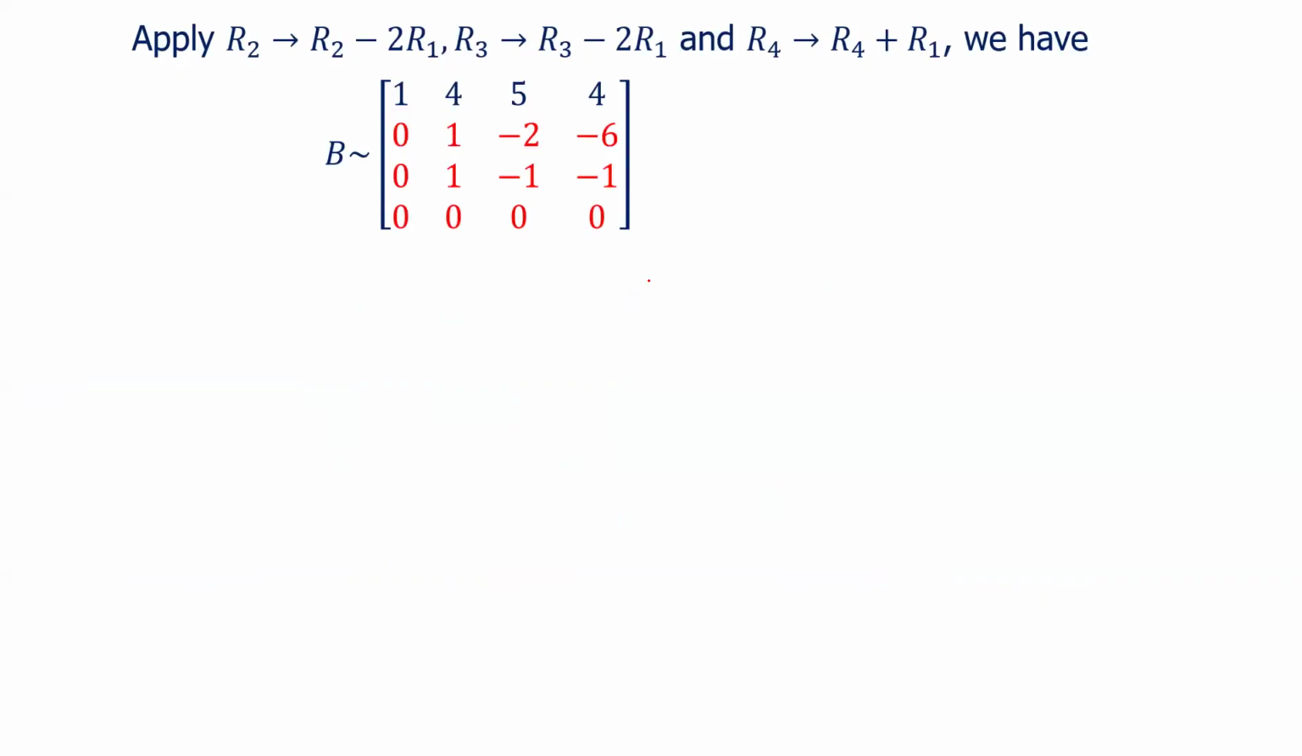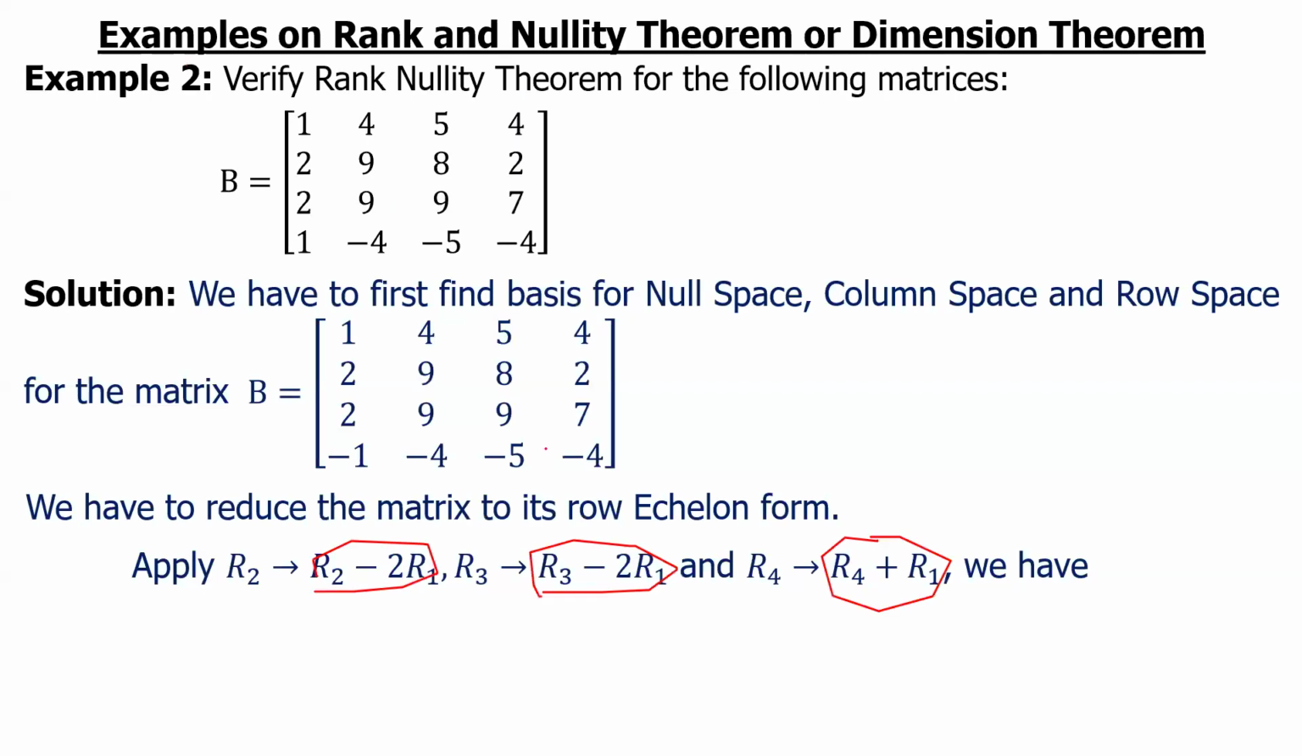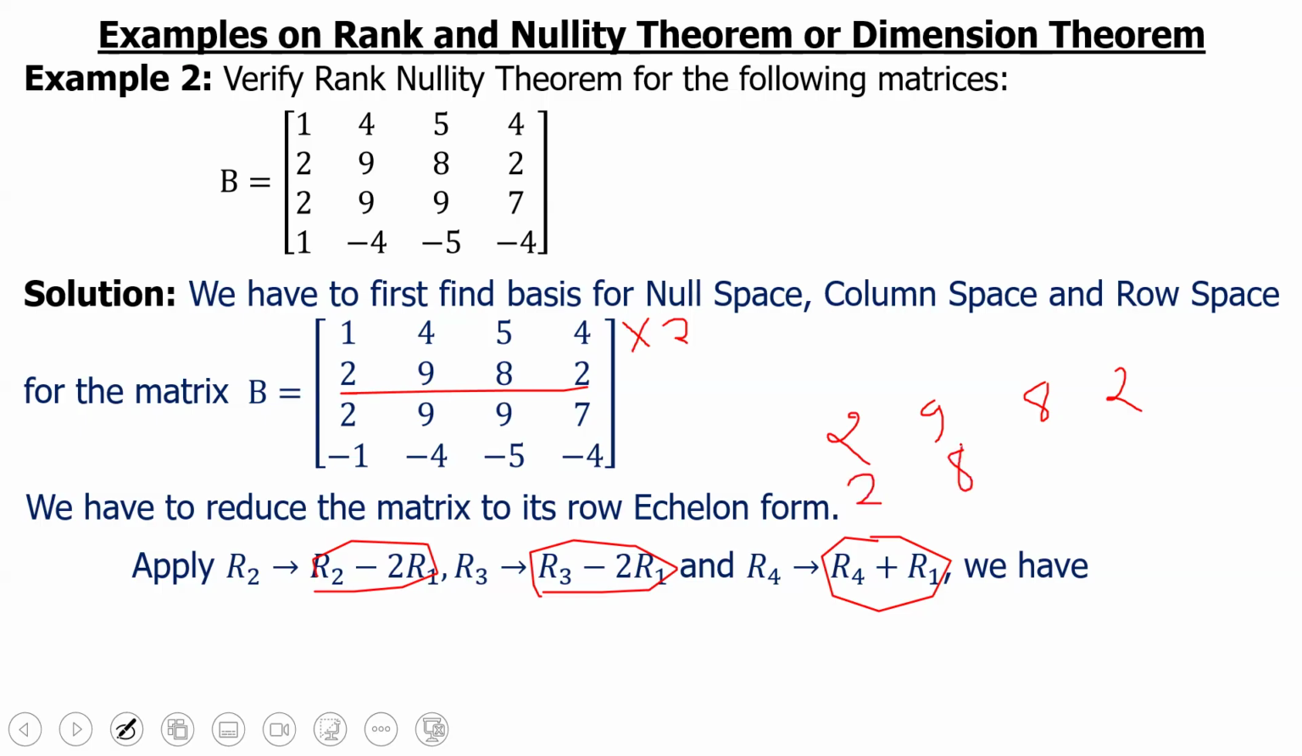Let us check that we are getting the correct answer or not. So let me go ahead and write down that matrix once again. Okay, so this is 2, 9, 8, 2, 2, 9, 8, 2. If you multiply this row by 2, we are getting 2, 8, 10, and 8.